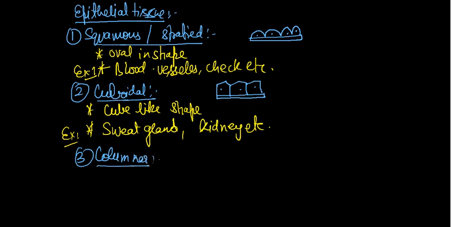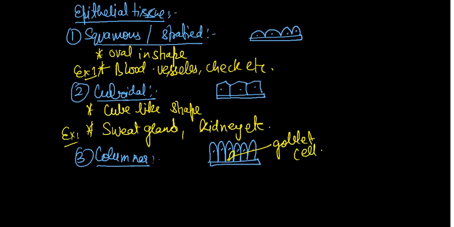Okay, the third one is columnar. As it is named, it is like a column. Suppose that is the basement membrane. Column-like cells are present, longitudinal cells. If it is longitudinal, there will be chances of breakage, so one gland is present, called the goblet cell. Goblet cells help to keep it moist. The example is important, so you should know it directly: lungs, stomach, etc.